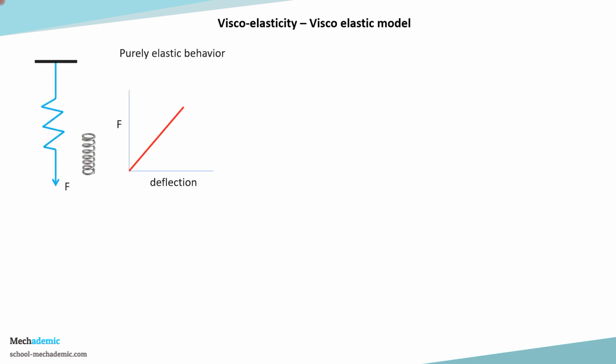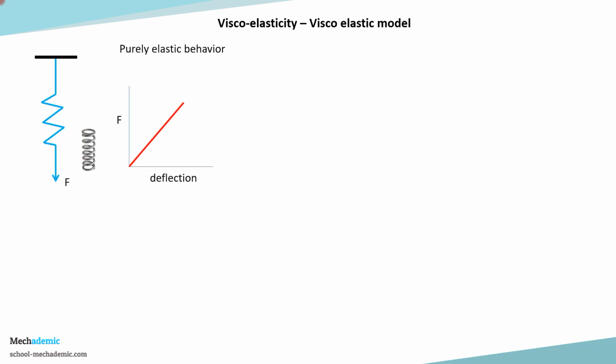So let us consider a coil spring which is under load, that is a load F which is applied on a coil spring which is fixed at the top. So the coil spring will extend. Once the load is removed, it will oscillate and come back to its original state. So the final state and the original state will be the same. This is purely elastic behavior.